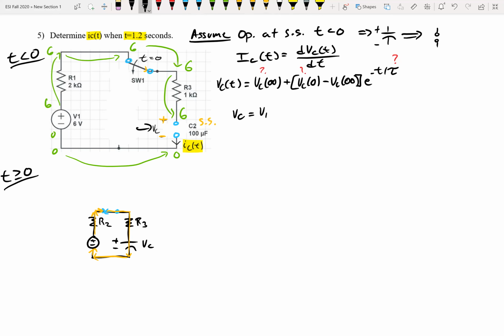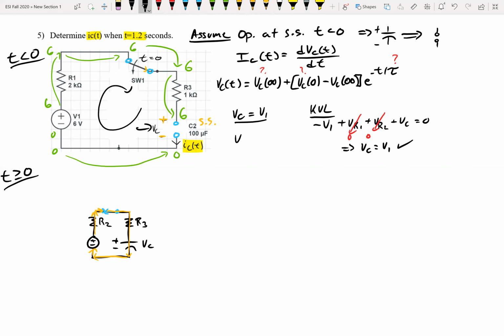Another way you can do that, just to prove this, is if you came over here and did a KVL, and we just walked around this loop. What we can say is that we're going to hit the minus terminal of V1 plus the voltage of R1 plus the voltage of R2 plus V of C is equal to 0. Well, if we know no voltage is going to be absorbed by the resistors, then we can just say that therefore V of C is equal to V of 1, which is what we have here. So this V of C initial will equal 6 volts.